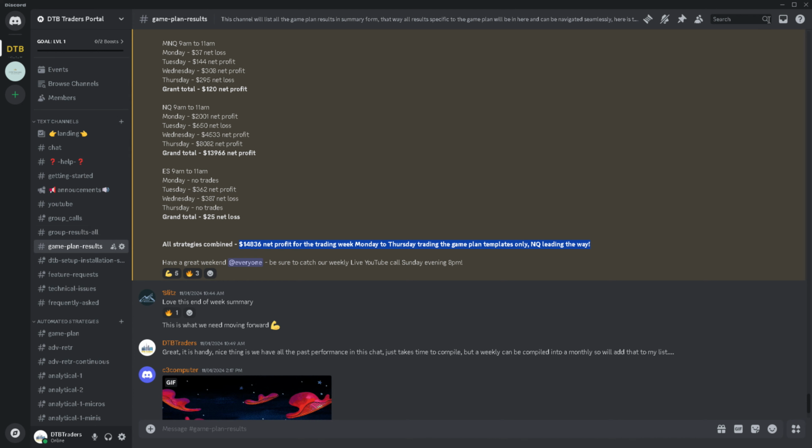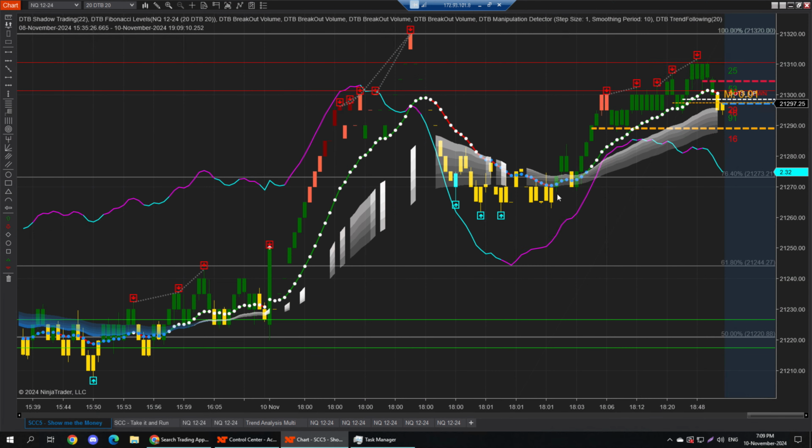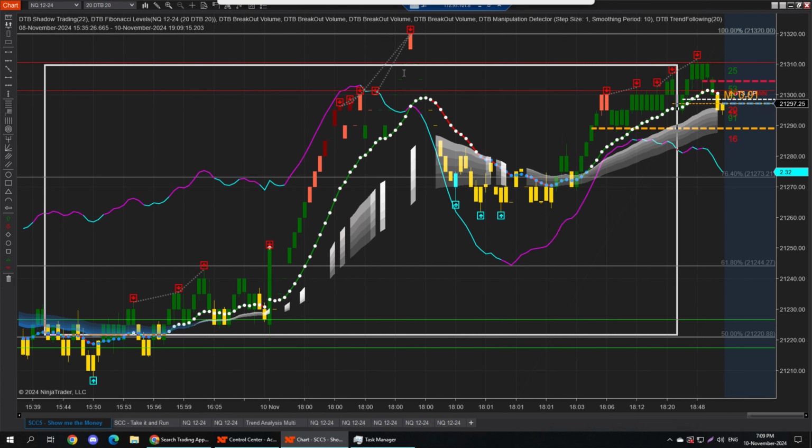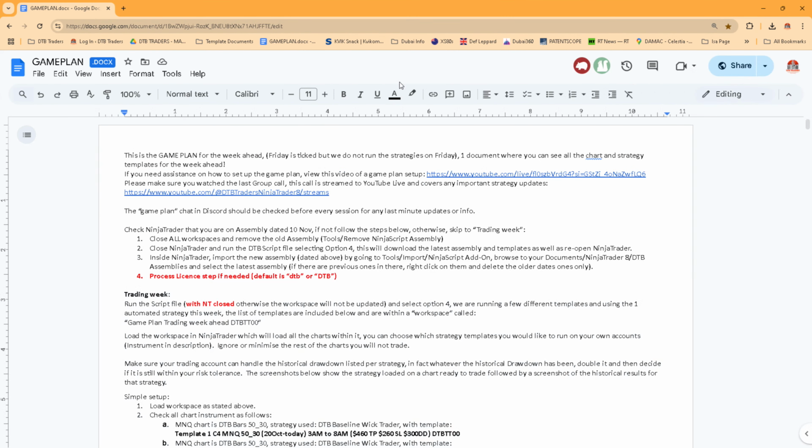Okay, so the game plan for the week ahead. I was going to bring that up on a different screen over here. The game plan for the week ahead has been updated. And this is what we are going to be using for the week ahead, or this is what I'm going to be running on my live chart. So you'll see the game plan, all the information is here.